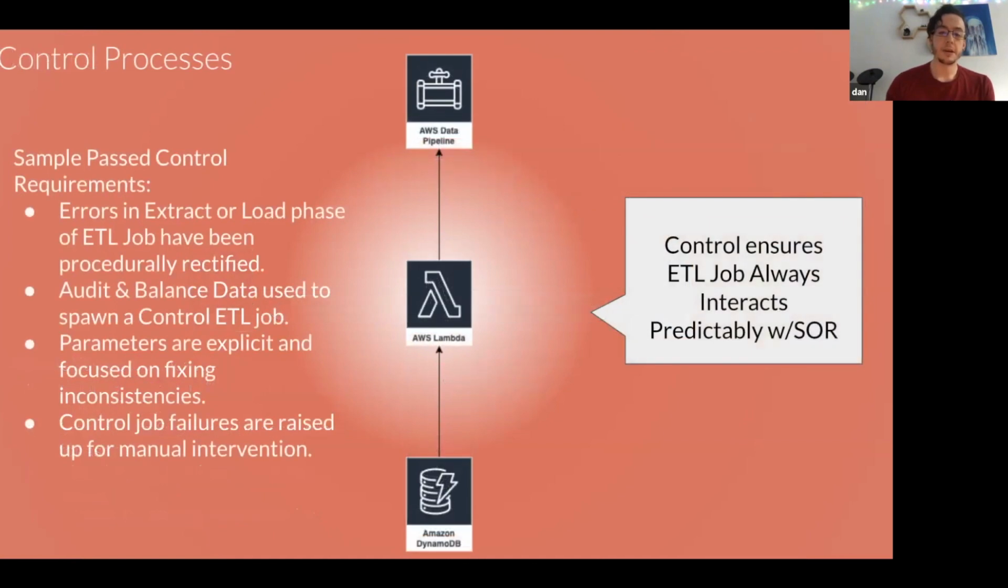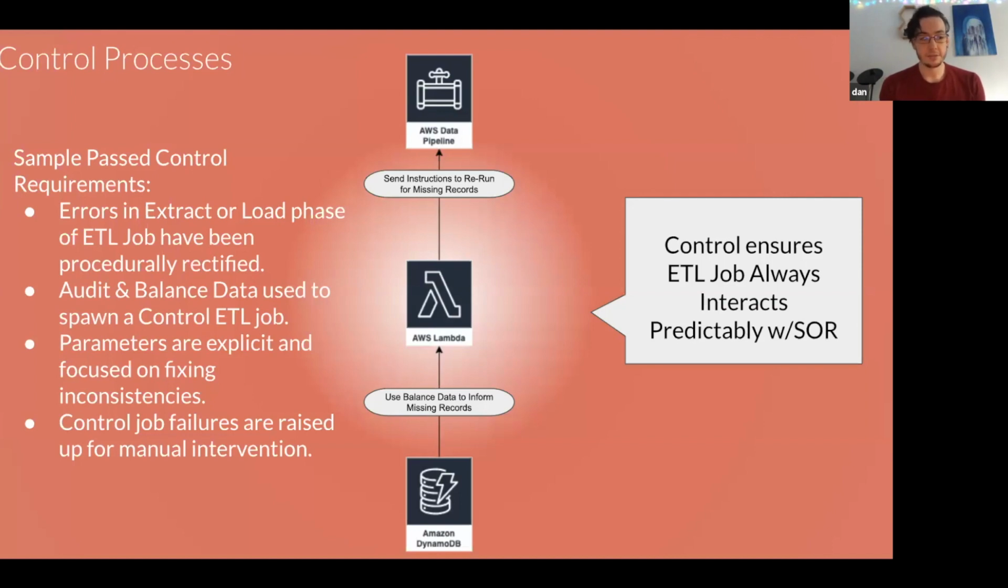And a control process is pretty straightforward. You would take the inputs from DynamoDB after the balance and audit jobs have run, and potentially, if something is wrong, if the ETL job did not run as you expected, you could publish instructions to rerun the data pipeline job with the parameters that you've extrapolated from the data in DynamoDB. This will let you rerun the data pipeline job as if it were a brand new job, and it can run completely independent of your DQM job.